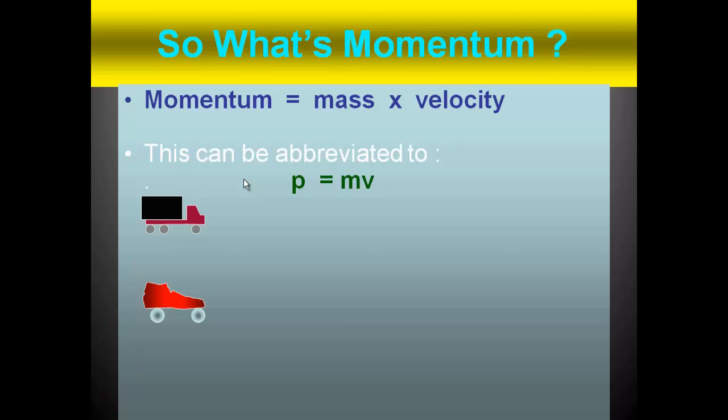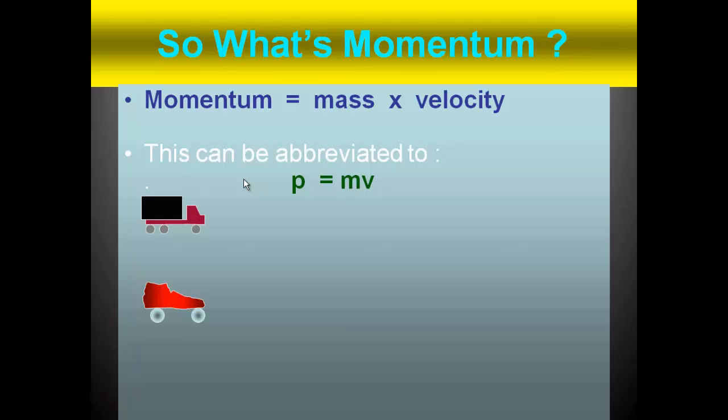I don't know why, but momentum is shown with a lowercase p. So when you see the formula on your formula banks that you get, you need to understand that p is momentum. So p equals mv is momentum equals mass times velocity. Okay?